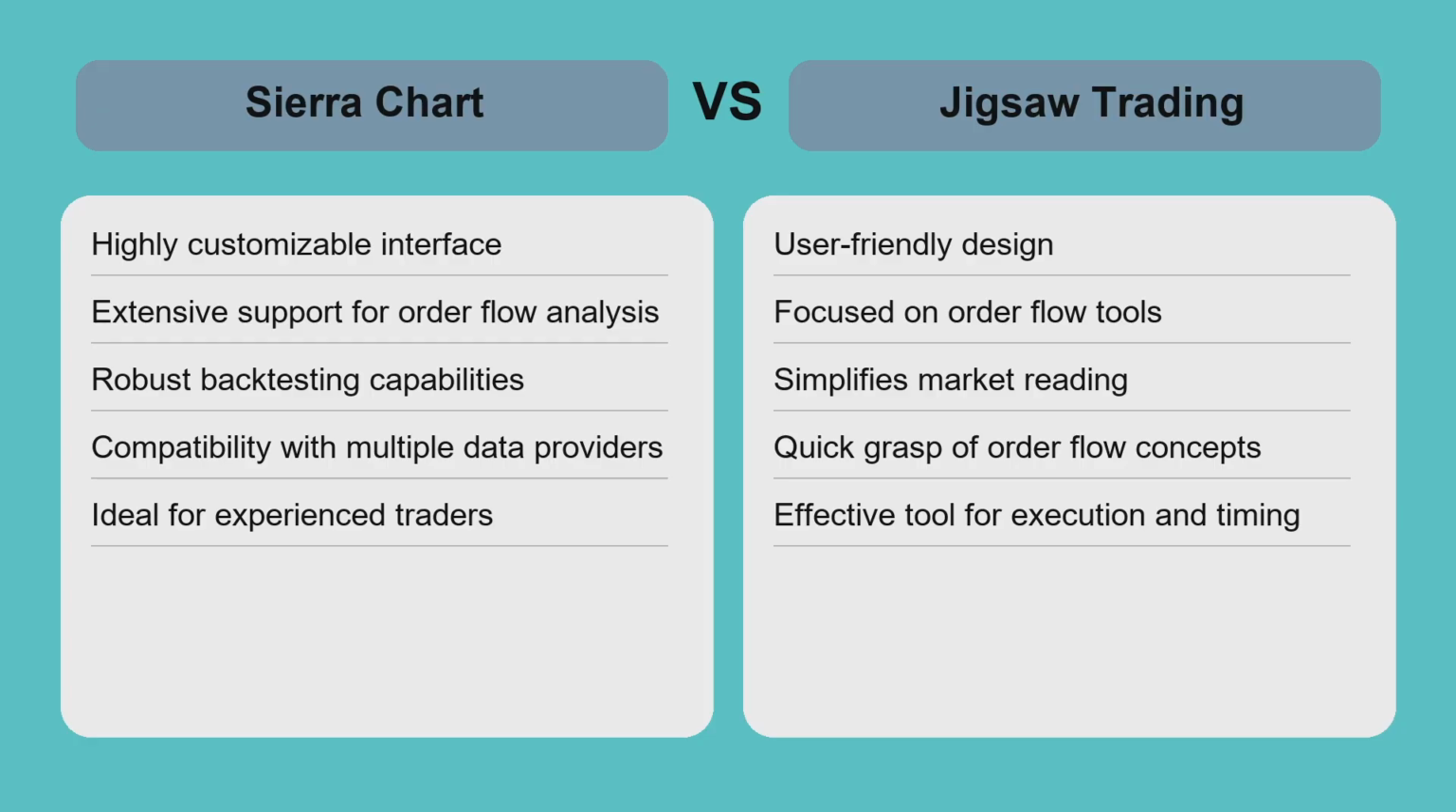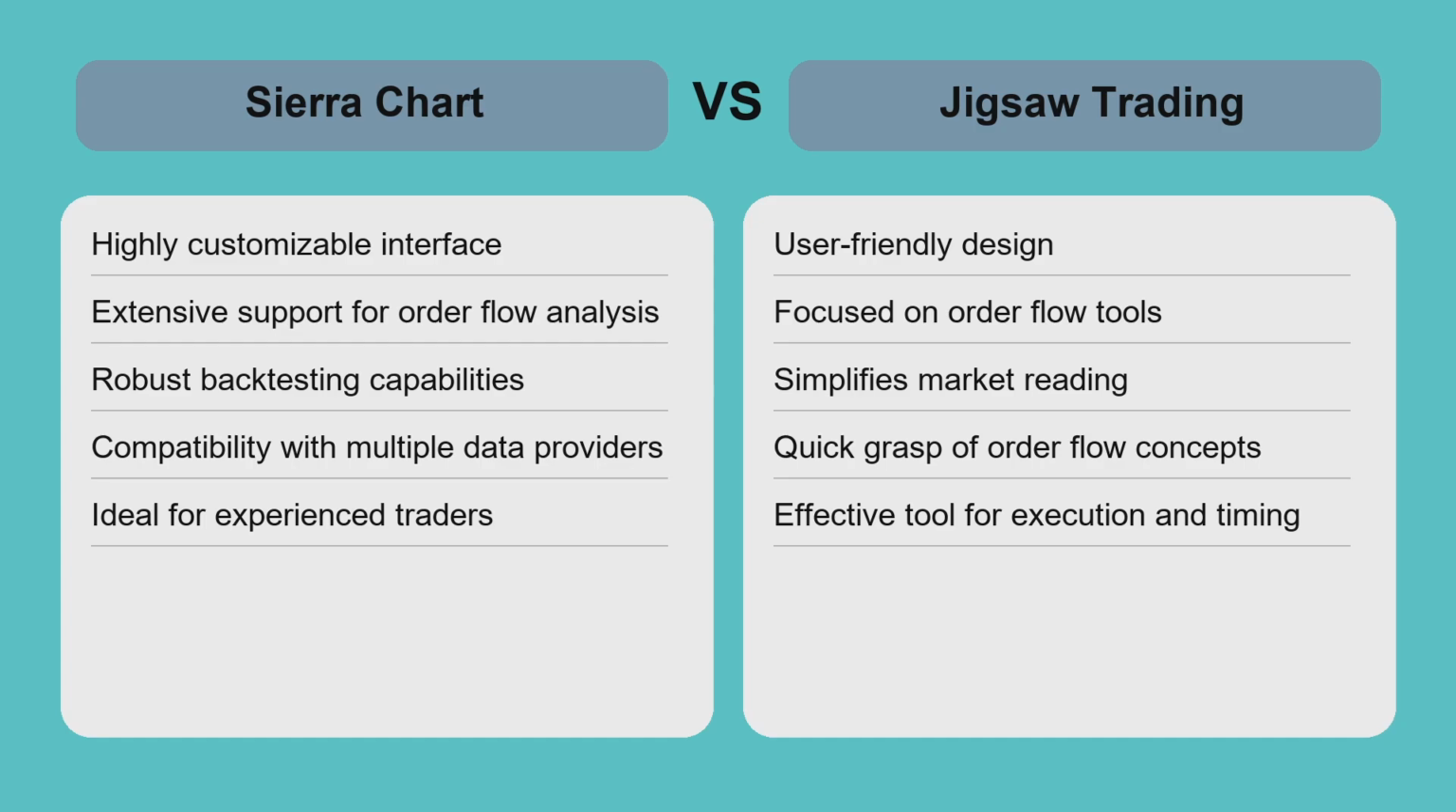In contrast, Jigsaw Trading offers a cleaner, more focused experience with specialized order flow tools that reduce clutter and speed up decision-making. For example, a futures trader who needs comprehensive backtesting in multiple chart types may prefer Sierra Chart, while a day trader focused solely on order flow might benefit from Jigsaw's clarity and ease of use.